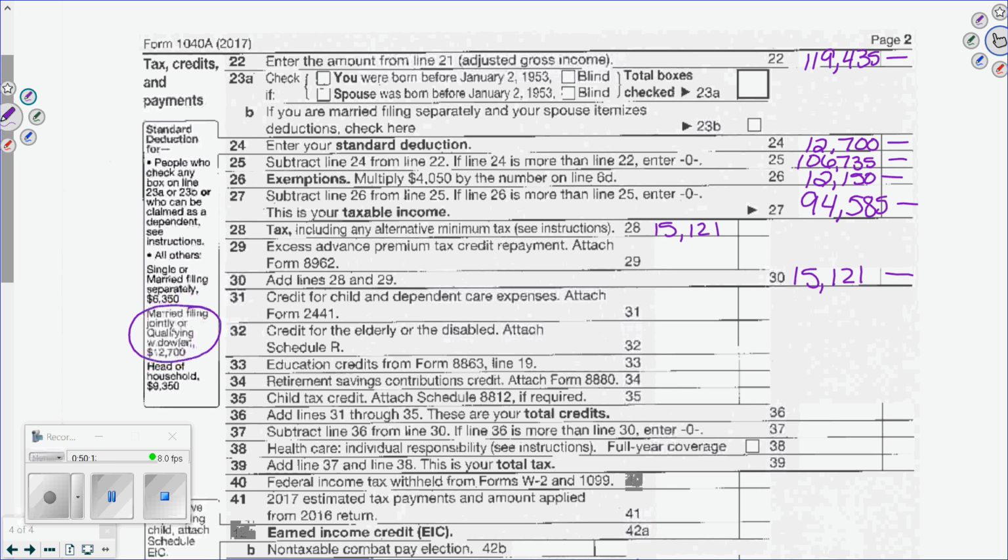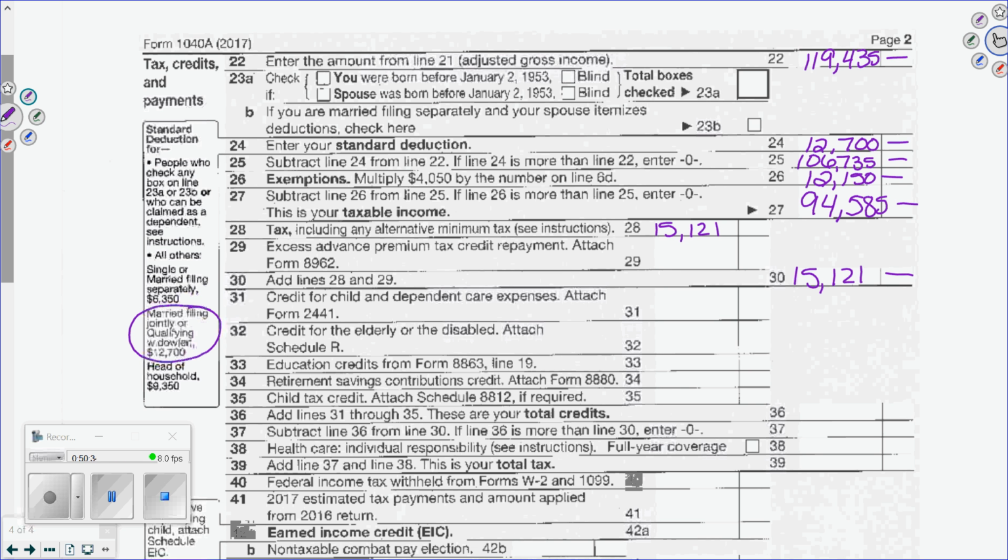Same thing if your parents claim you on taxes, you can't claim yourself. So you're not going to get that extra money taken off, right? That exemption. So you've got to be careful. They can't claim you and you claim yourself at the same time. That's tax fraud. You can't do that, because it would be lowering how much taxes you pay for both of you.